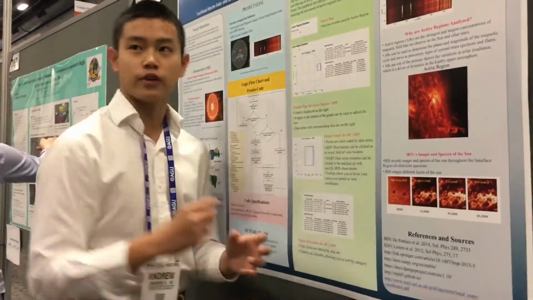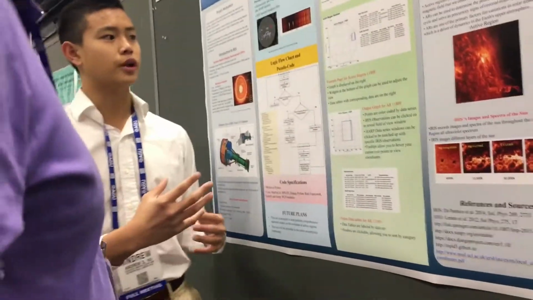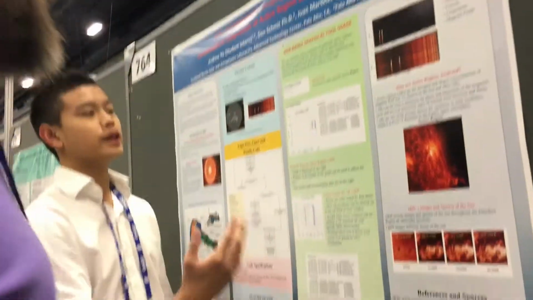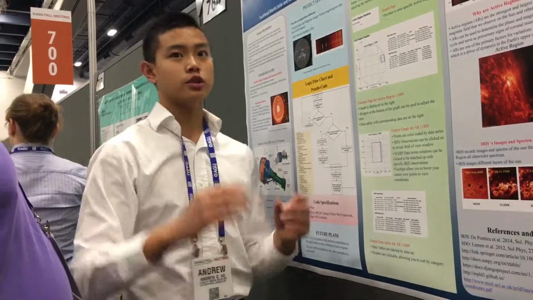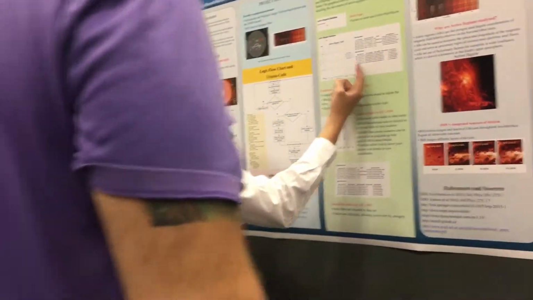We look at it, and there are very specific descriptions for each one. For the HARP data series, you can also choose the minimum longitude, because the HARP data series looks at a much larger field of view. And you also have the magnetic flux.